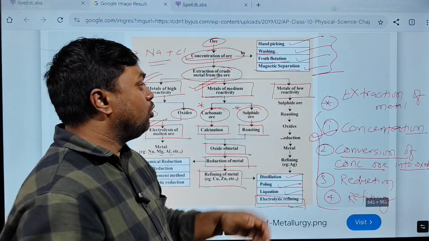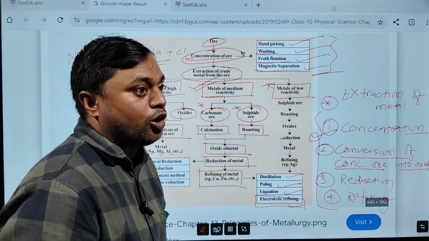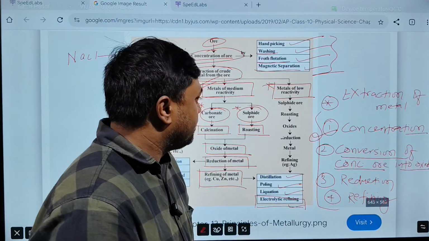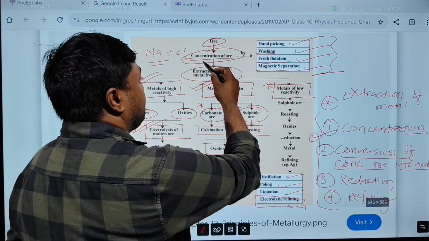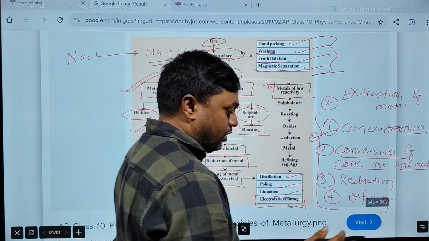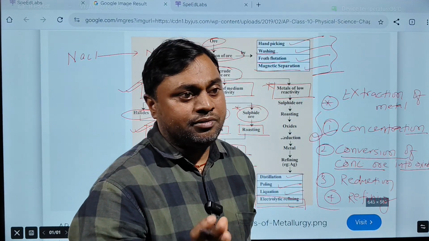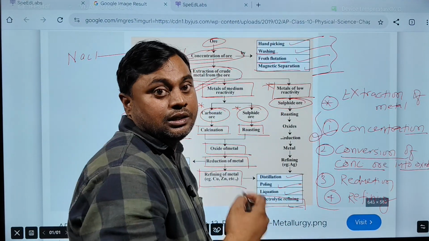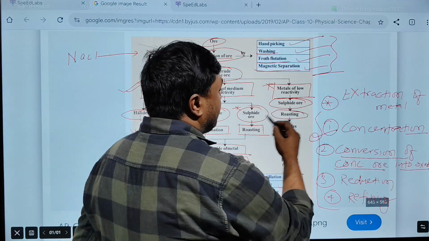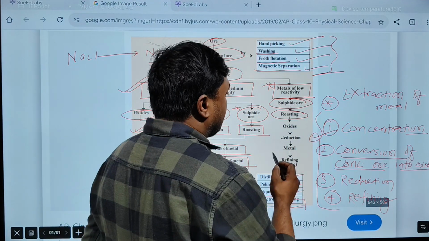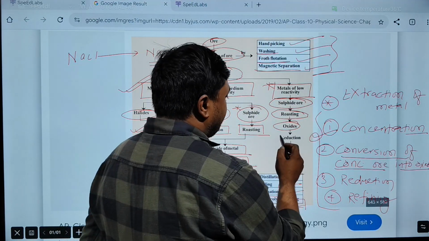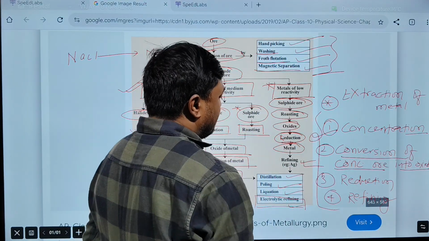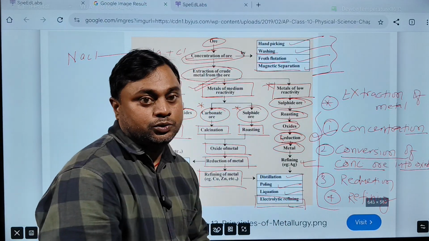Now, when we talk about the metals of low reactivity, like silver, gold, and mercury, first we do the concentration of ore. Concentration of ore is there for all types of metal: high reactive, medium reactive, and low reactive. The low reactive ones are generally present in sulfide ores, so we follow roasting. When we roast sulfide ores, we get the oxides of such metals, and then we do the reduction. Once you do the reduction, you get the metal, and after that we can go with refining. We can follow any one of the methods to refine the metals.